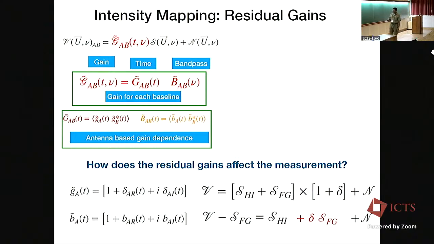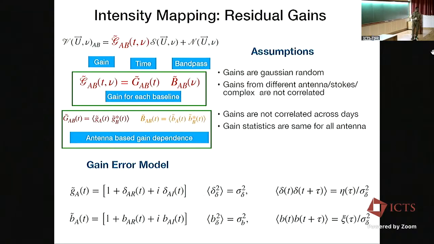So what you say is that, okay, I have calibrated my instrument to the best accuracy, where I should have got a gain equal to 1, but I have some certain errors. Because of that, this is what happens. The visibility that you get is the HI on the foreground, times 1 plus delta, delta being the small gain error, obviously plus noise. So when you subtract the foreground from the visibility, what remains is not only the HI signal, but that small delta, which is the gain error, times the foreground. Foreground, remember, is much higher than the HI signal, so delta times foreground can be higher than the HI signal. That's what you have been seeing.